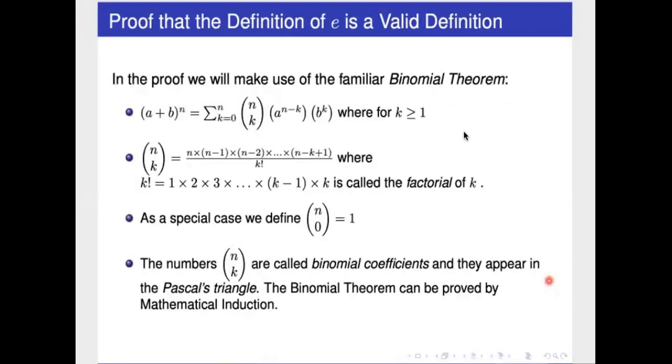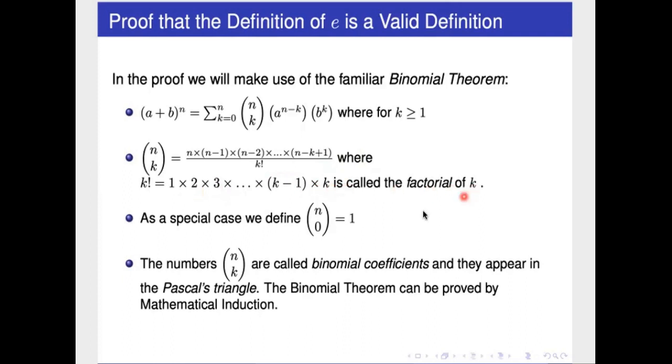In our proof, we will make use of the familiar binomial theorem: (a + b)^n equals the sum from k equals 0 to n of n choose k times a^(n-k) times b^k, where for k greater than or equal to 1, n choose k equals n times (n-1) times and so on times (n-k+1), divided by k factorial, where k factorial equals 1 times 2 times and so on times k is called the factorial of k.